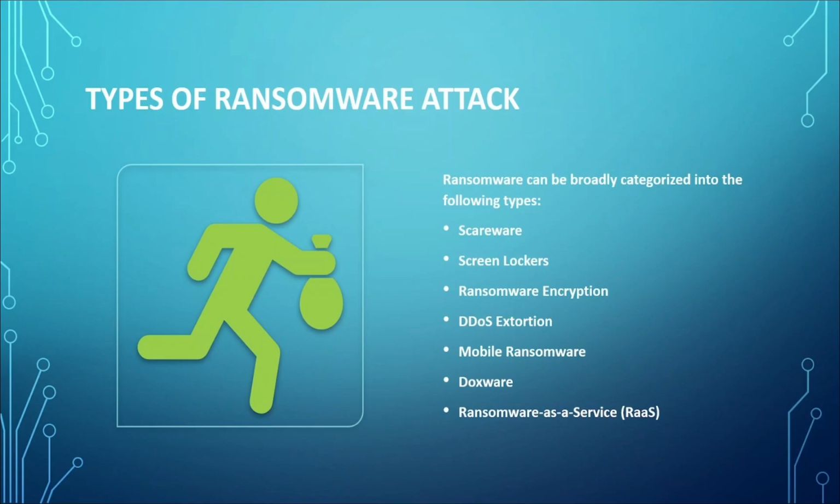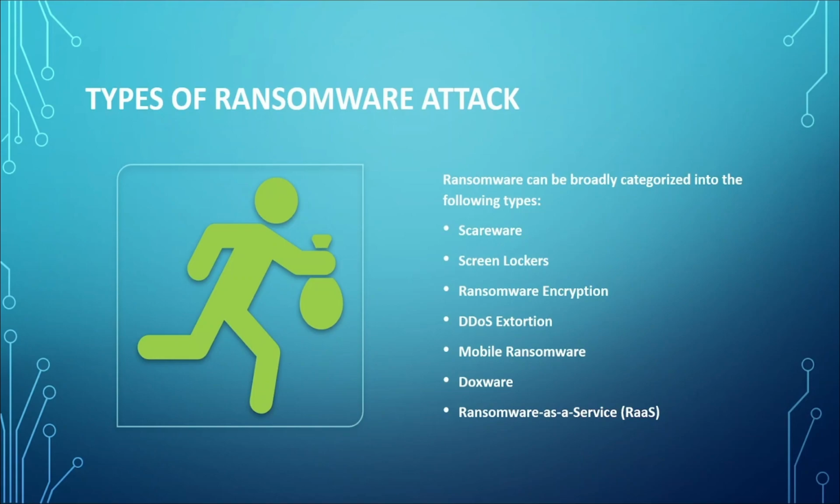Ransomware encryption. This is also known as crypto ransomware and is the most common type of attack in which users' critical data gets encrypted, and in order to decrypt this data, a certain ransom amount must be paid. DDoS extortion. It is an attack in which attackers threaten to launch DDoS attacks on the victim's system if the ransom amount is not paid. Mobile ransomware. As the name suggests, it is an attack in which devices such as smartphones and tablets get targeted, and ransomware groups demand a ransom amount to unlock the device or decrypt the data.